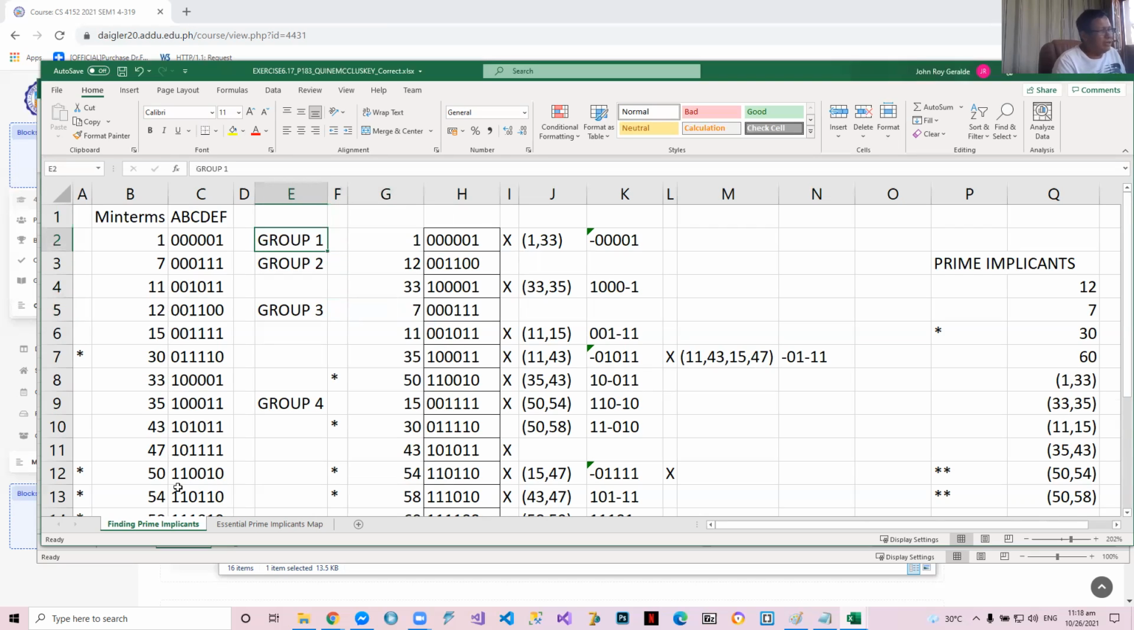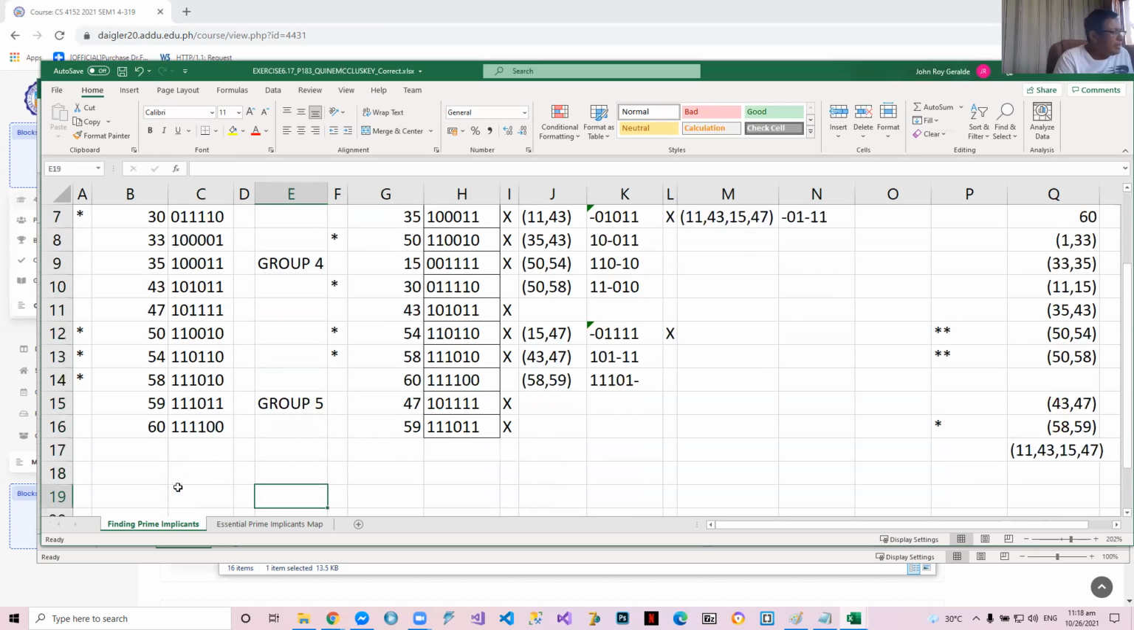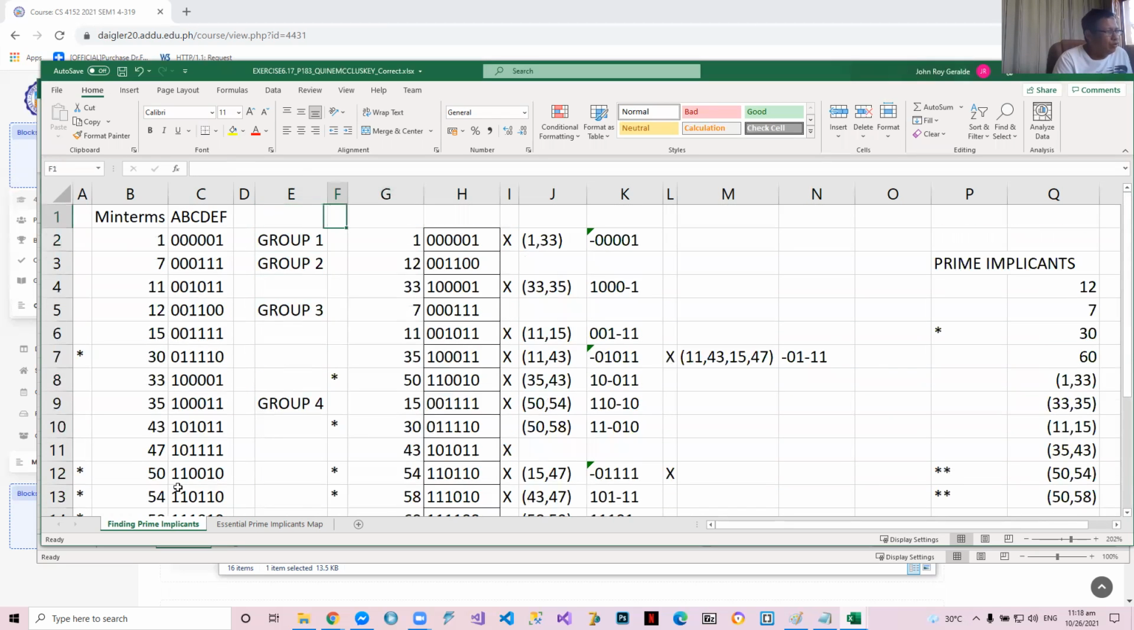Now group 1 is the number of ones is 1. Group 0, there are no ones. Group 2 is the number of ones are 2. Group 3 is the number of ones is 3. Group 4, we arrange them according to number of ones and group them accordingly. So the algorithm states that we are going to do a loop, no?